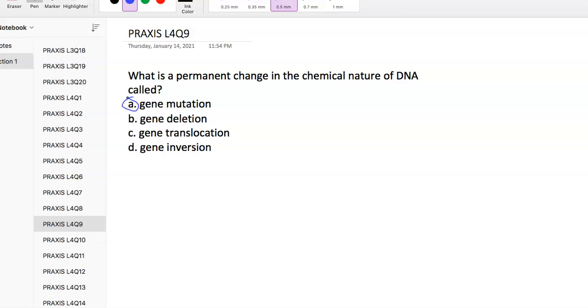Gene deletion is a mutation in which part of a chromosome or a sequence of DNA is missing. A gene translocation is a chromosome abnormality caused by rearrangement of parts between non-homologous chromosomes. And then finally, a gene inversion is a chromosome rearrangement in which a segment of a chromosome is reversed end to end. So again, we're at level 4. The science questions get a little bit harder too.